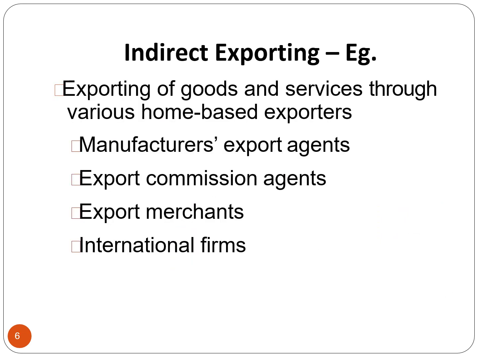Next, what is indirect exporting? Exporting of goods and services through various home-based exporters. See, there are different ways of exporting. First is manufacturer exports through agents. Export commission houses work with an agent, export merchants work with an agent, and international firms work with an agent. So I told you the exporting which is done with the help of mediators, that is, agents, is called indirect exporting.